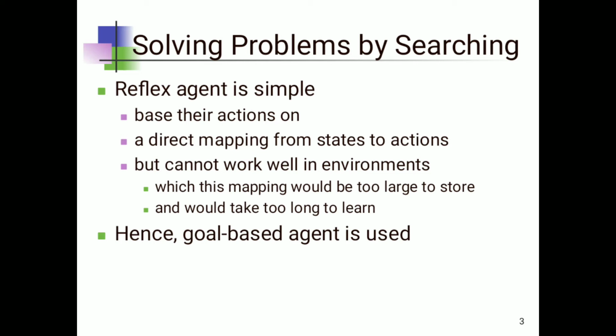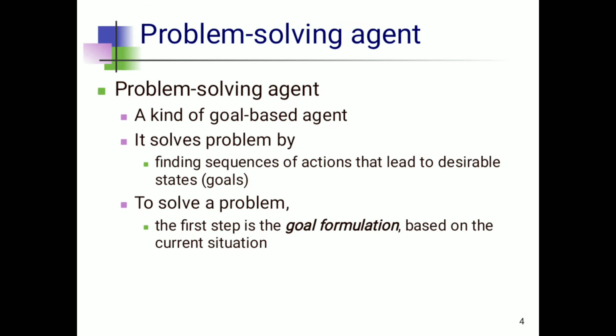Hence, the goal-based agent is used. To solve particular problems, we prefer the goal-based agent as compared to the reflex agent. So it is the problem solving agent. The problem solving agent is a kind of goal-based agent. In the goal-based agent, we see the internal state of the problem also and we consider the goal also. It solves the problem by finding sequences of actions that lead to desirable states, that is goals.